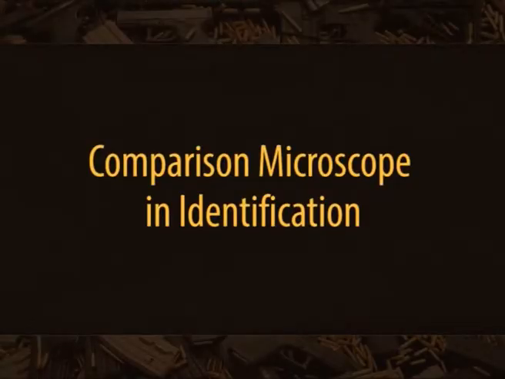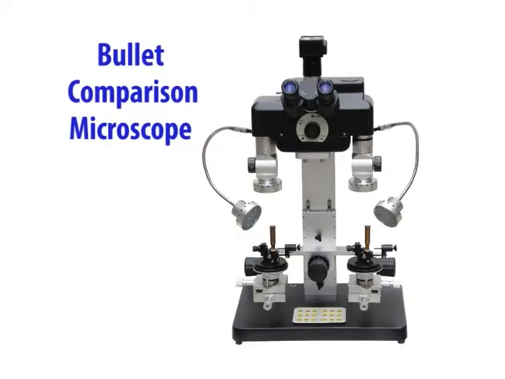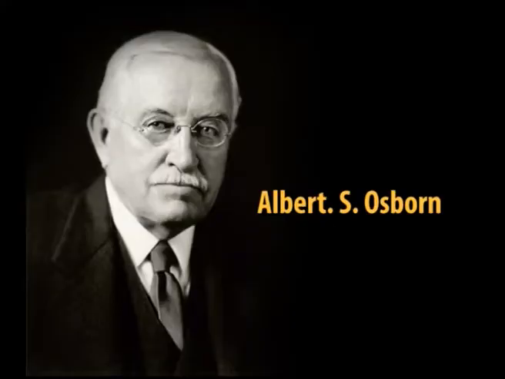Next is the comparison microscope in identification. The comparison microscope is probably the most important and most widely used scientific instrument in a modern crime laboratory. The first comparison microscope to be used in the field of criminology was a very crude instrument compared to the highly developed instruments which are now available. It was designed by Albert S. Osborne for application in the field of document examination.